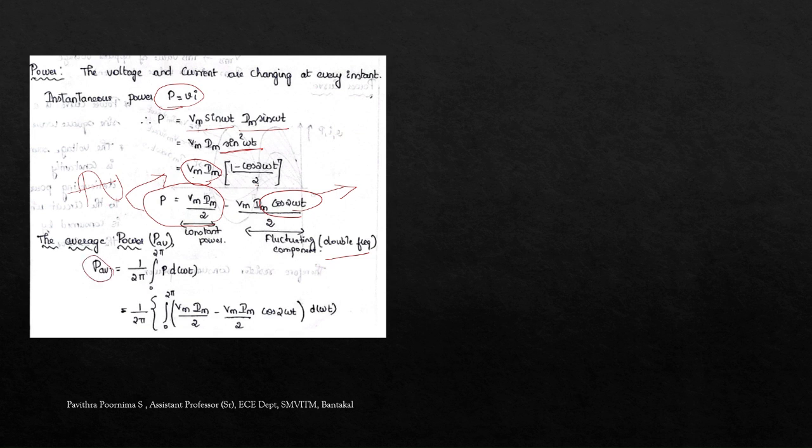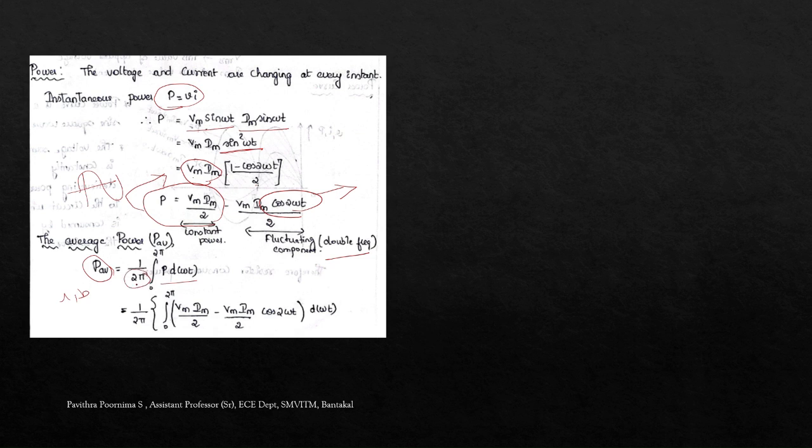So P average. The P average formula, as we know, is 1 divided by 2 pi, integral from 0 to 2 pi, P into d omega t. Here 0 to 2 pi represents one full cycle. Normally, the average of two numbers, A and B, is A plus B divided by the number of components, which is 2. So we write A plus B divided by 2.